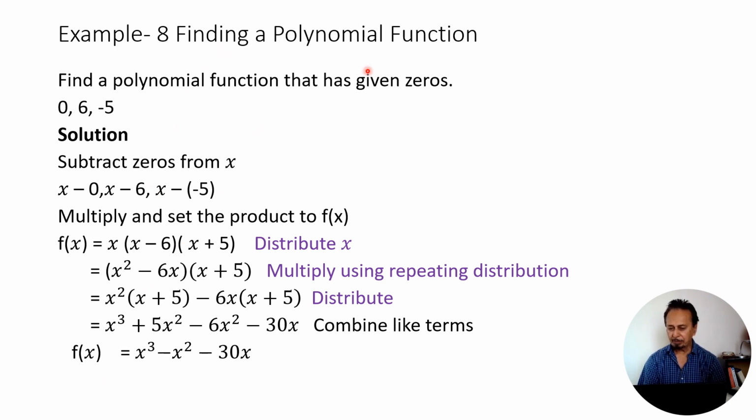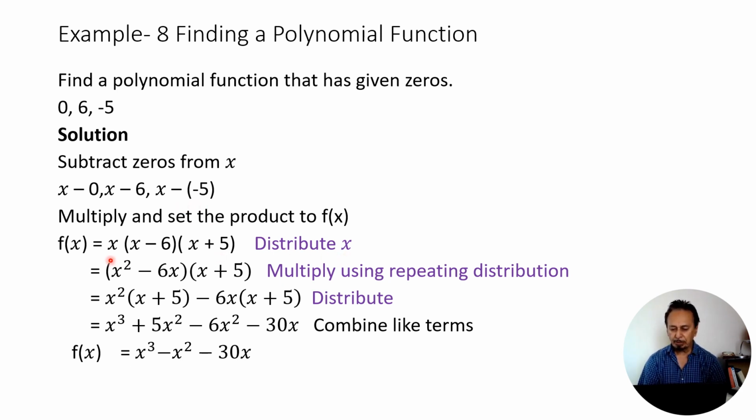Example 8, finding a polynomial function. We're going to find a polynomial function that has zeros 0, 6, negative 5. So first we subtract these zeros from the x's, so you will have x minus 0, x minus 6, and x minus negative 5. Then we multiply and set this equal to f of x. So we have f of x equals x times x minus 6 times x plus 5. The negative 5 becomes plus 5.